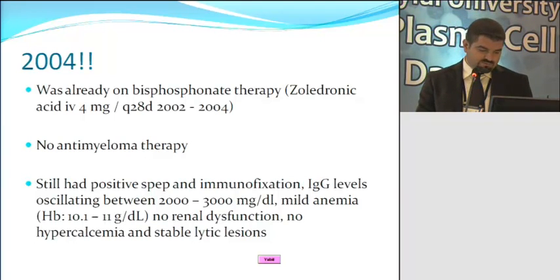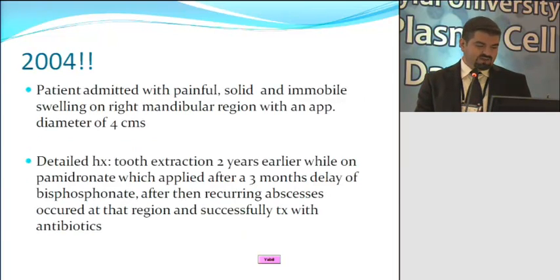No anti-myeloma therapy, still had positive SPEP and immunofixation, IgG levels oscillating between 2,000 and 3,000 milligrams per deciliter, mild anemia, no renal dysfunction, no hypercalcemia and stable lytic lesions. The patient was admitted with a painful, solid and immobile swelling on the right mandibular region with an approximate diameter of 4 centimeters in 2004. Detailed history revealed a tooth extraction 2 years earlier while on pamidronate therapy, applied after a 3-month delay of bisphosphonate. After that, recurring abscesses occurred in that region and were successfully treated with antibiotics.